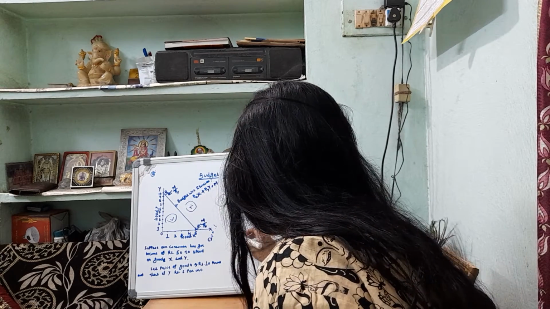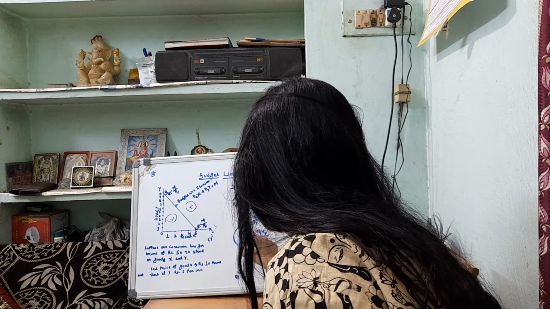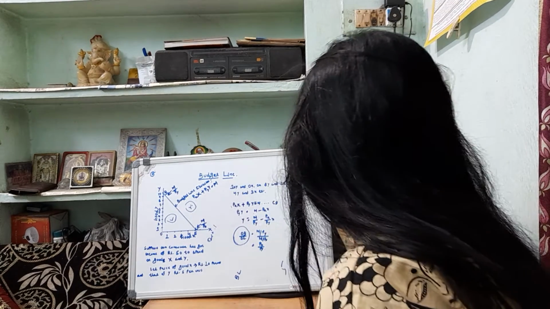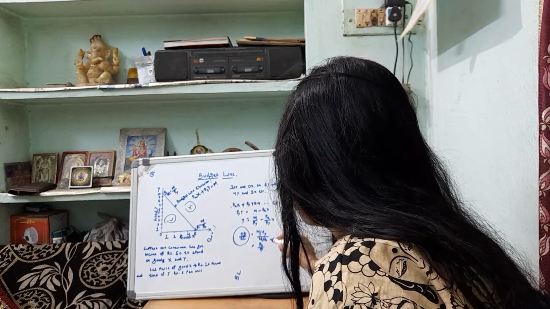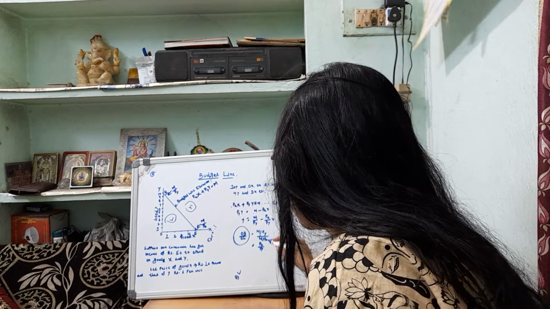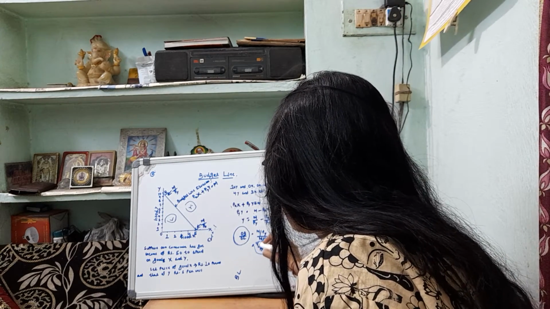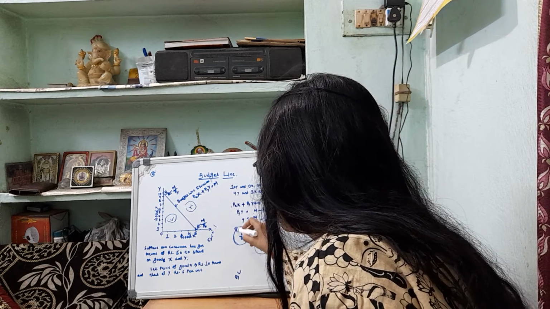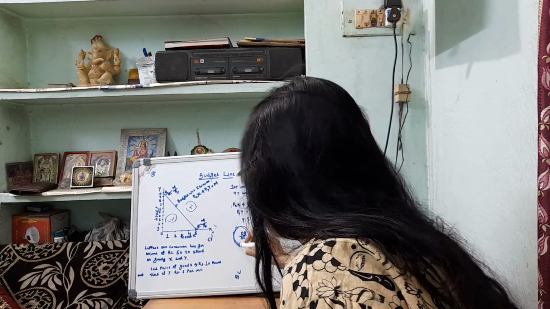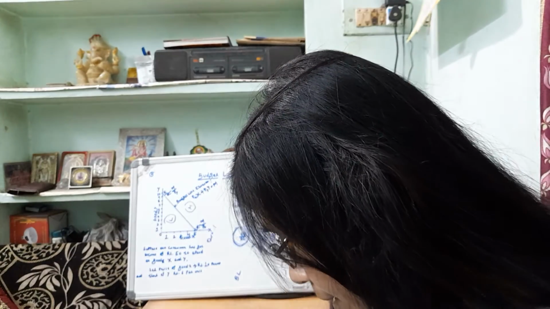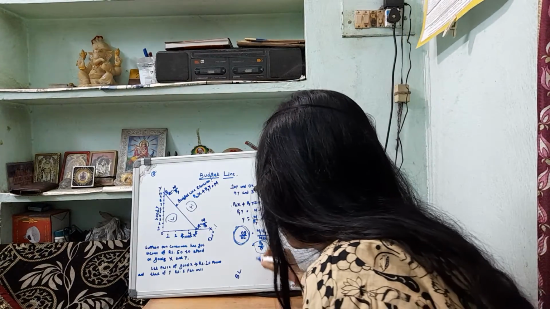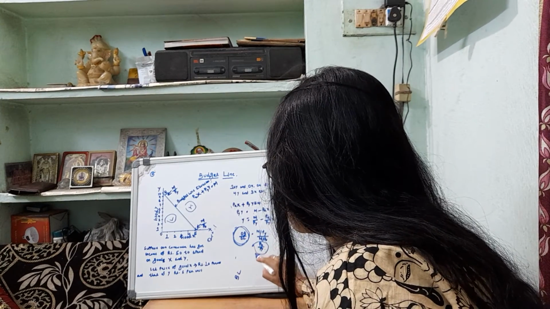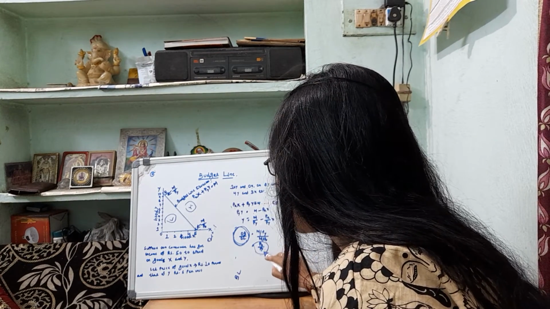Budget line OB divided by OL is M by Py divided by M by Px. This is OB by OL equal to Px by Py. This is the slope of the budget line. OB divided by OL, the slope of the budget line, is also equal to price of X divided by price of Y.